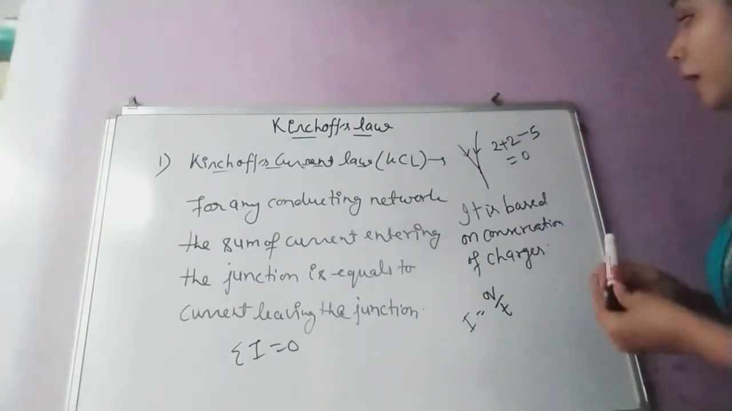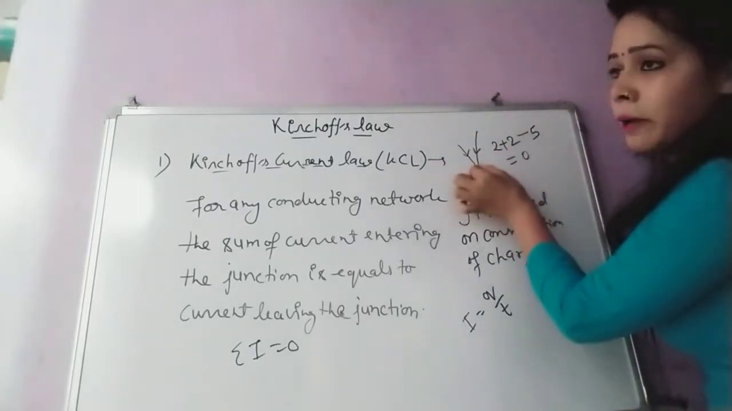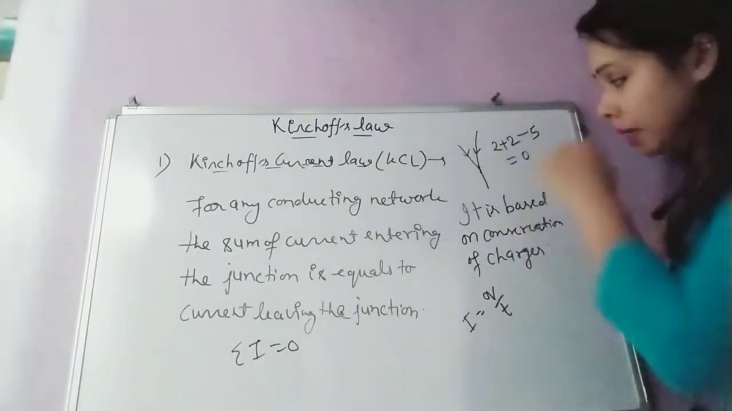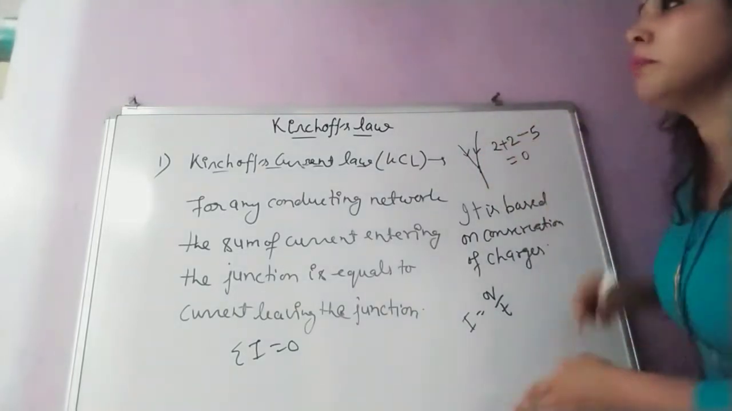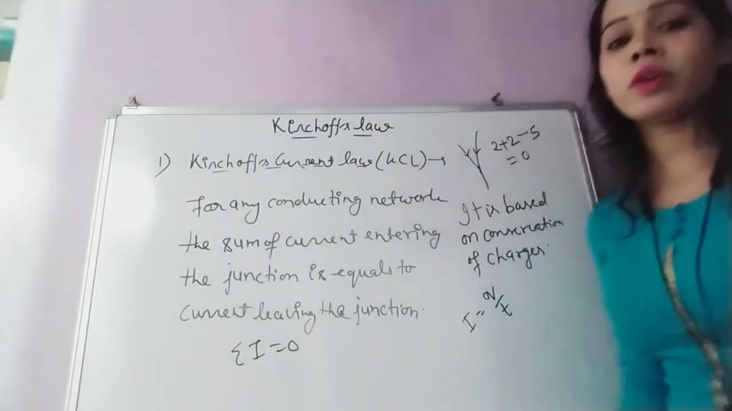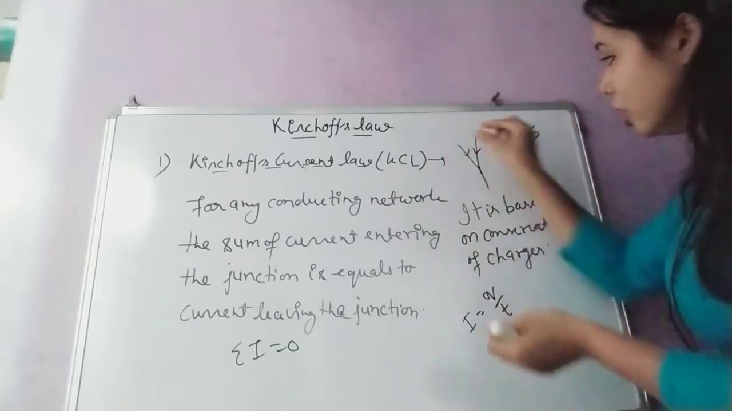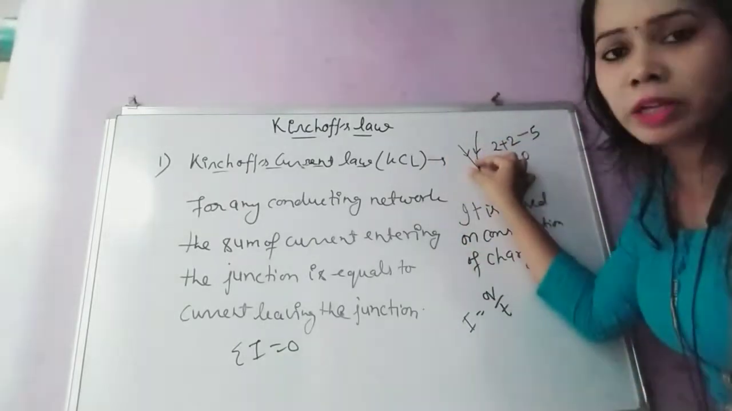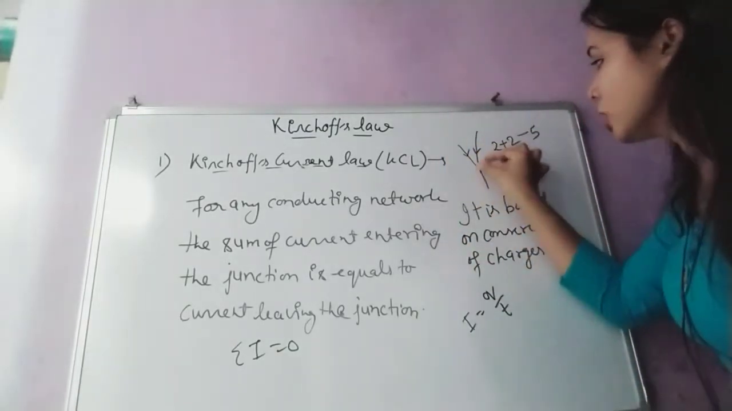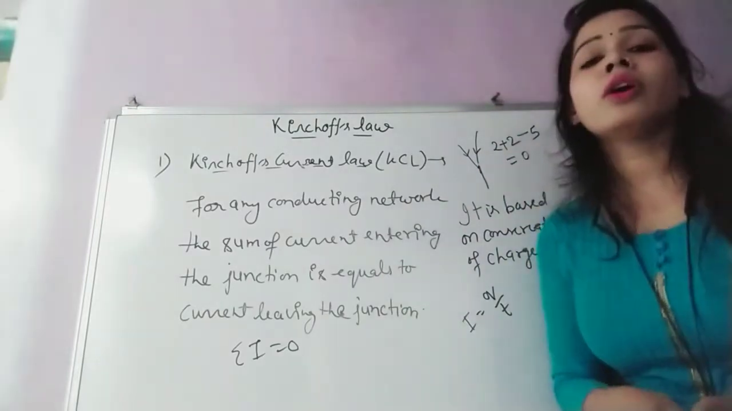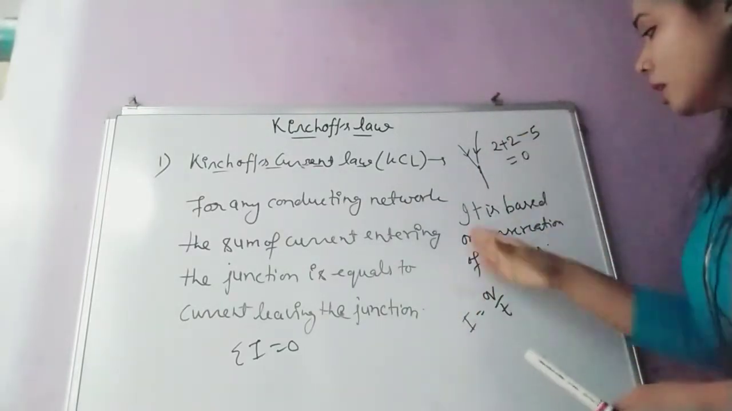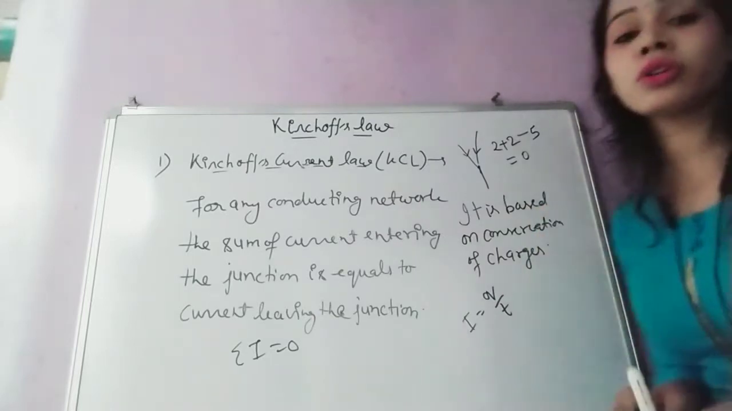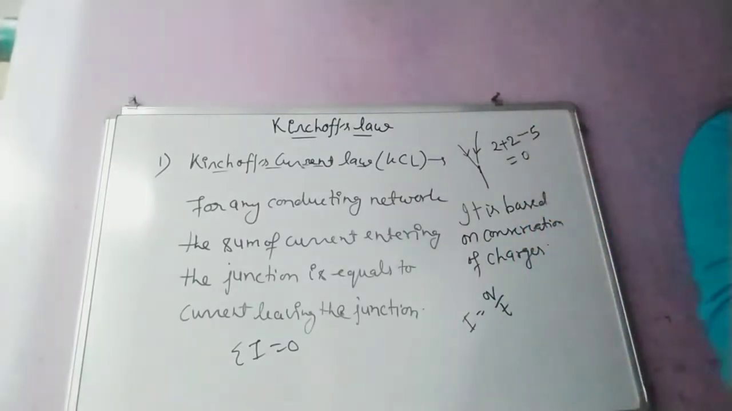So you can state that the charge per unit time entering the junction equals the charge leaving the junction in that particular time. The charge entering the junction for a given interval of time equals the charge leaving the junction for that same interval of time. So this is based on conservation of charge. I hope it is clear.